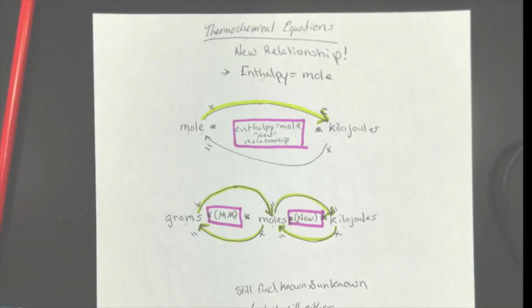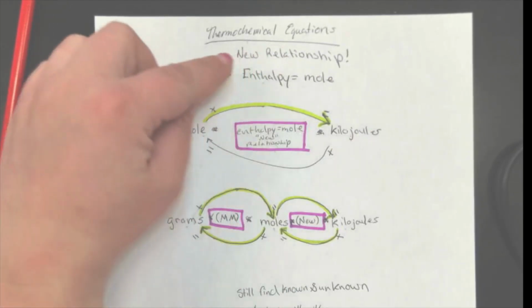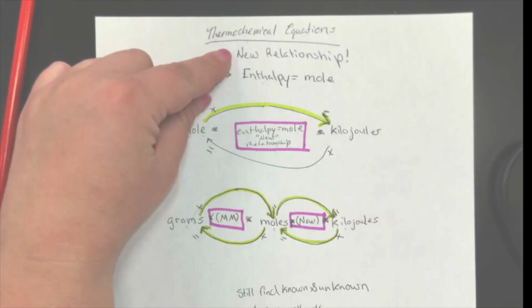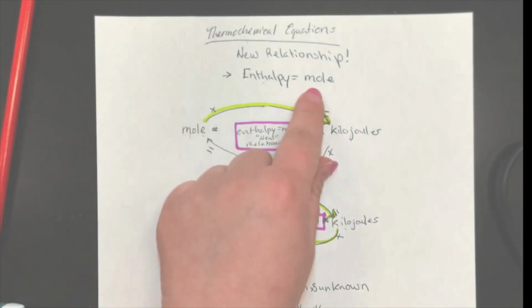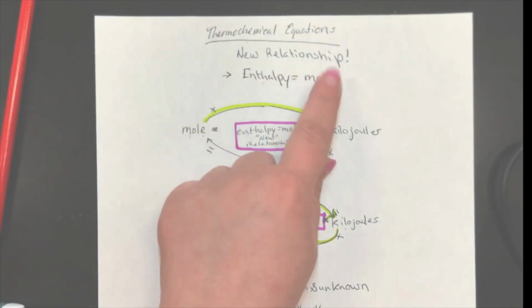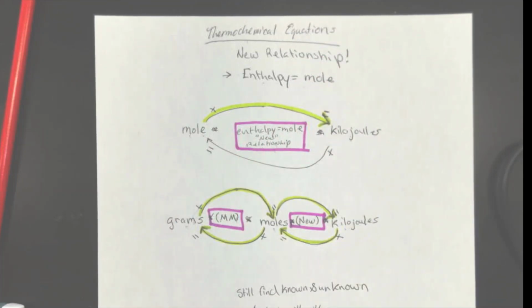Thermochemical equations. With thermochemical equations, we kind of re-look at stoichiometry as we do these conversions with energy now. But to do them, we have to integrate a new relationship. It's the enthalpy-mole relationship, which we get from the balanced equation.